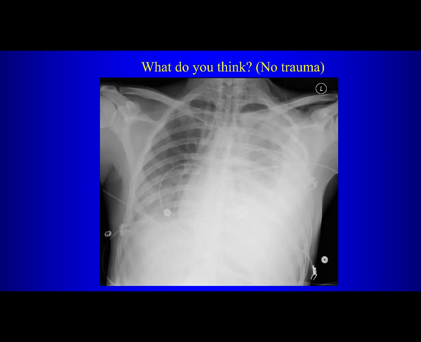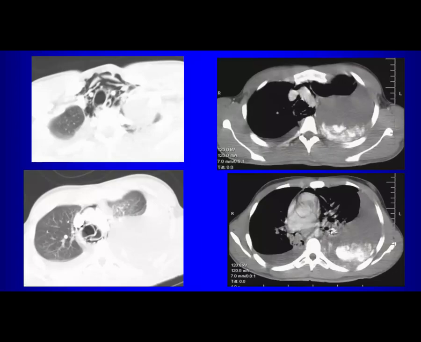Esophageal perforation. From what? Vomiting. So this is a case of Boerhaave syndrome. This is a case of Boerhaave's. This is after oral contrast was administered. You can see the contrast actually leaking out into the pleural space.